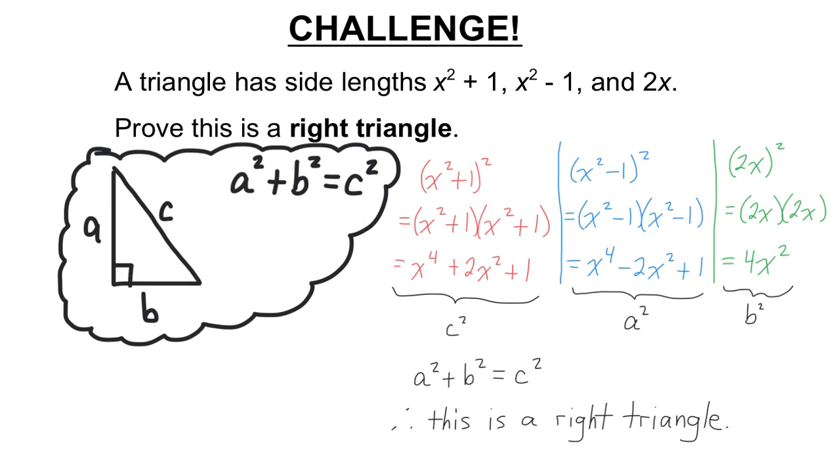If I square all the side lengths, I end up with these. And then I notice, well, if I add this and this together, the like terms, negative 2x squared plus 4x squared equals 2x squared. So if this is a squared and this is b squared, when I add them together, I get c squared. So a squared plus b squared equals c squared. It fits the Pythagorean theorem, therefore I can say this is a right triangle.